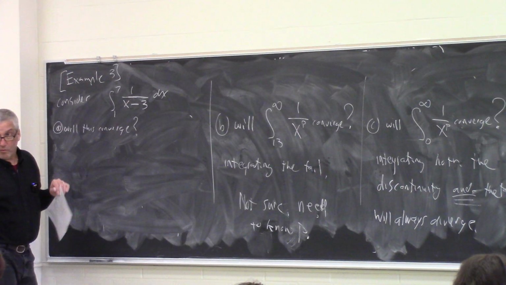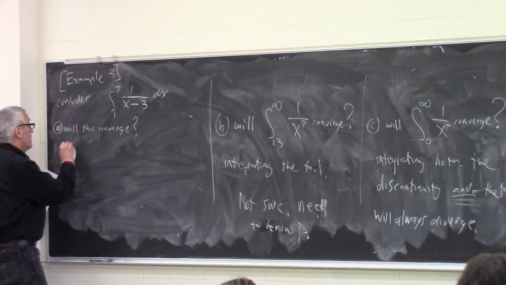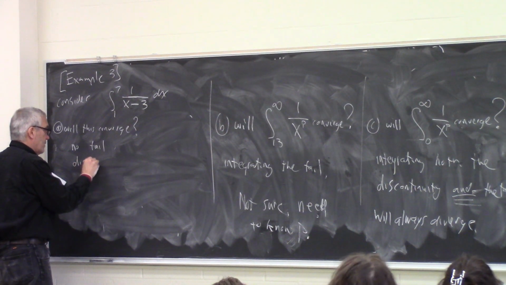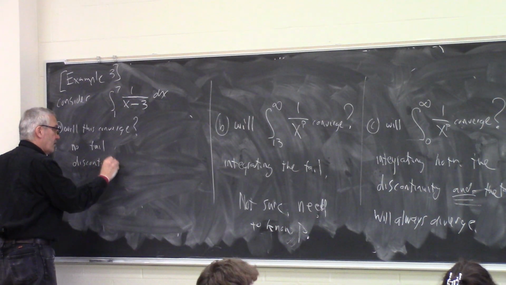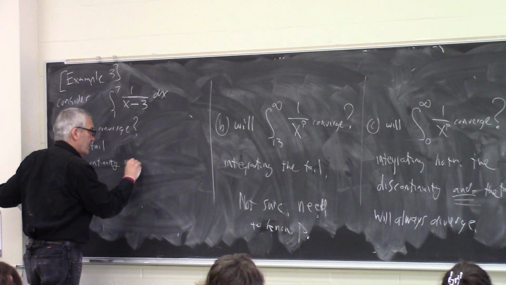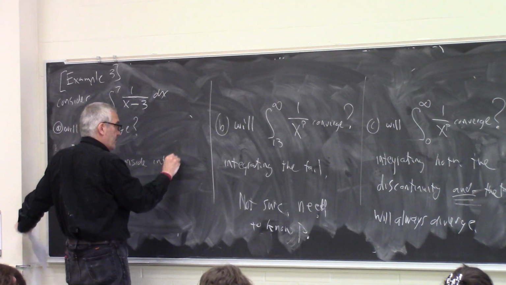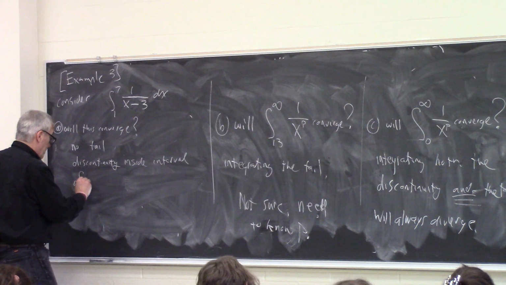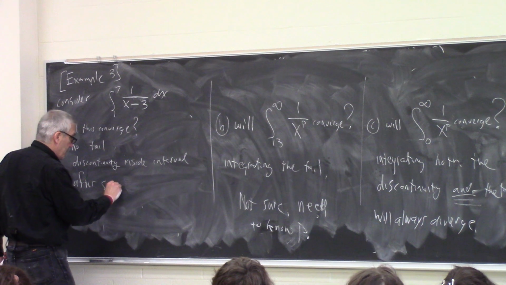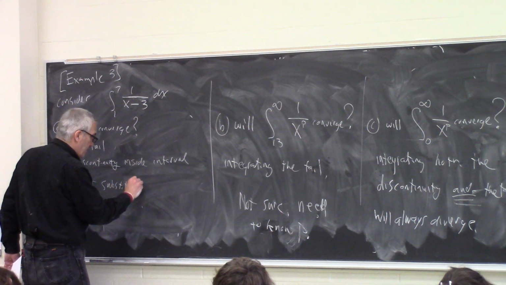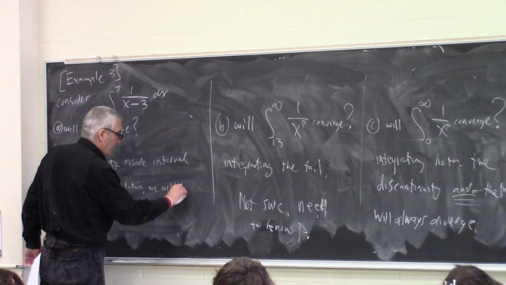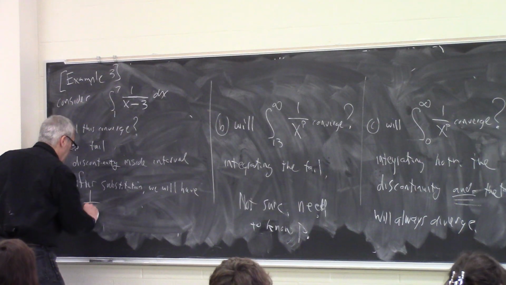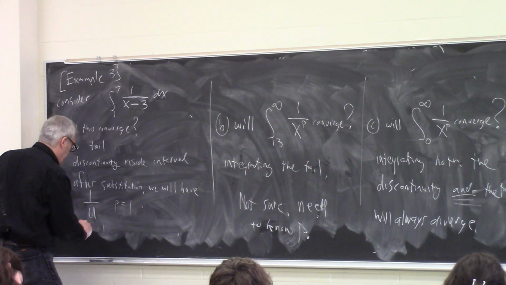So this is the first time we've done one of these in class. We'll have to do this carefully. So no tail, but the discontinuity is inside the interval. And as Jace said, after we do substitution, we'll have p equals 1. We have 1 over u. So p equals 1, so it's going to diverge.